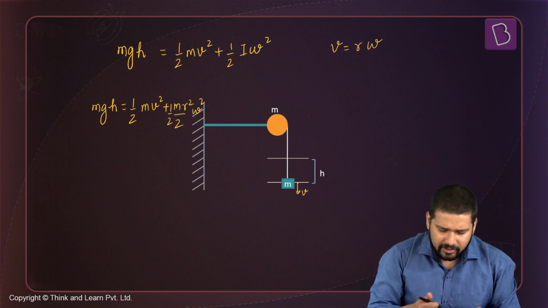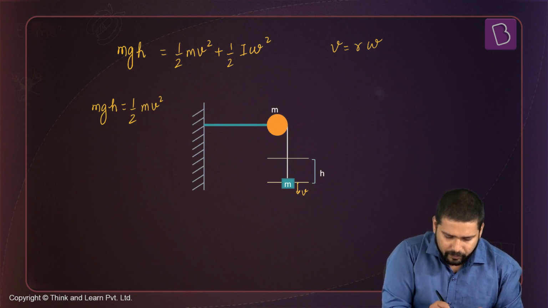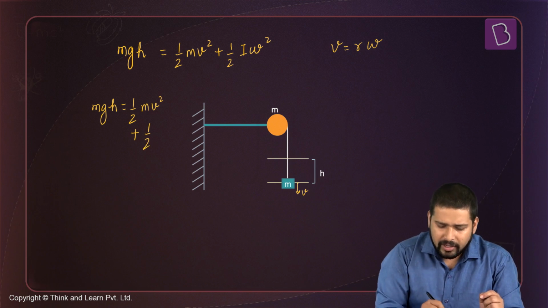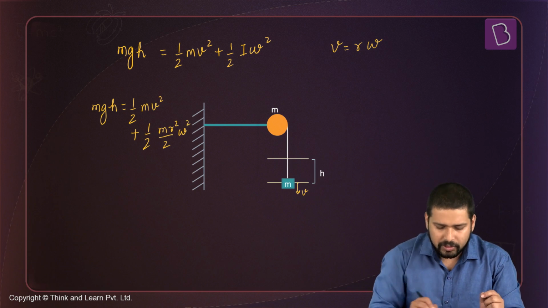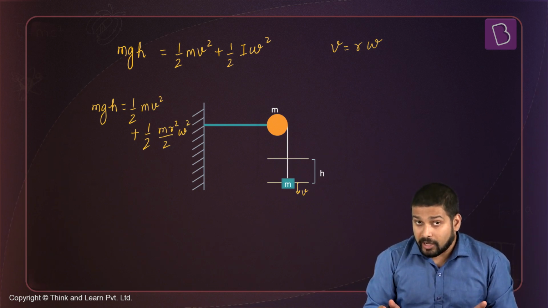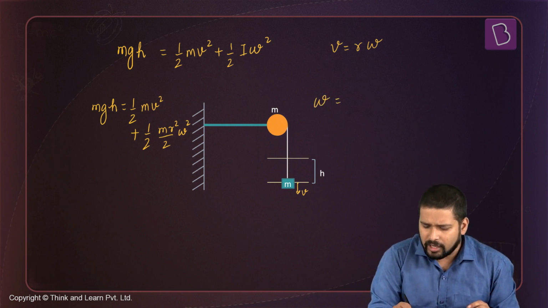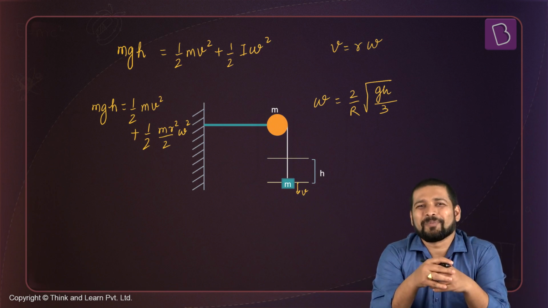Let me write the kinetic energy separately for you. So this plus the rotational kinetic energy is going to be half, and I value is mr squared by 2 times omega squared. Now all you have to do is substitute v equals R omega, get the value of omega, and if you do that, you end up getting the value of omega equals 2 upon R root over of gh by 3, and that's the answer to your problem.